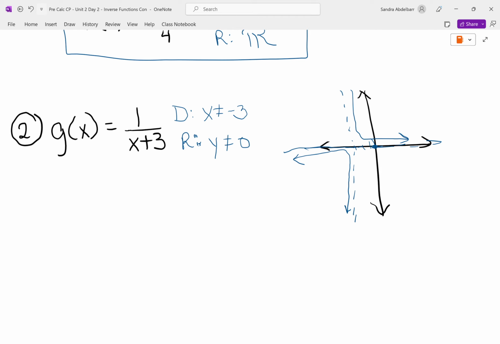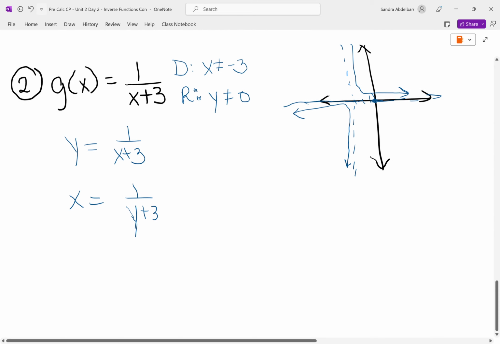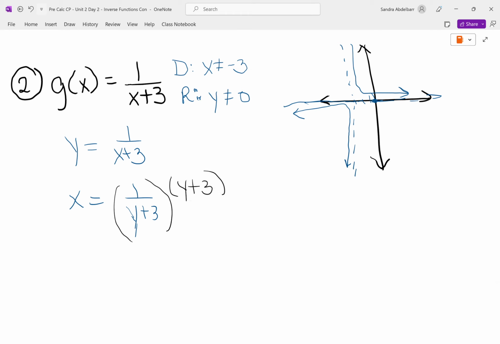All right, we ready to figure out the inverse? So what did I say to do? Switch x and y. So the original is y equals 1 over x plus 3. So we're going to have x equals 1 over y plus 3. I cannot solve for something that's in the denominator. So I need to get it out of the denominator. The way you get it out of the denominator is you multiply both sides by that denominator.